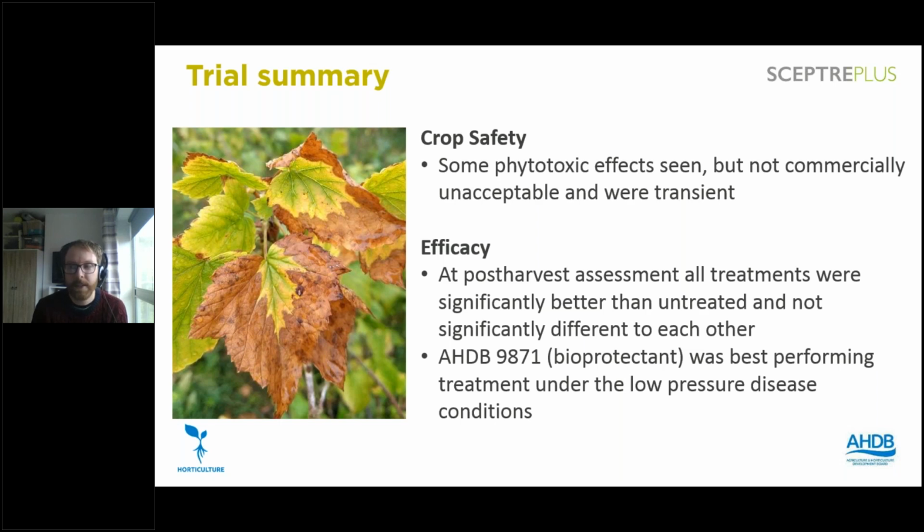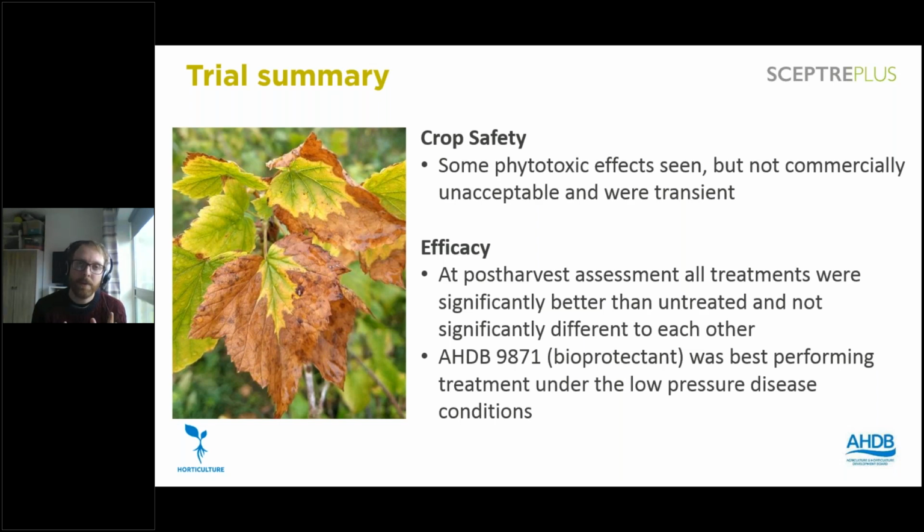With regards to the efficacy, at post-harvest assessments, all treatments gave significantly better control than the untreated in reducing the incidence and severity. However, as I said, there were no significant differences between each other. So nothing outperformed the standard, but they were all comparable to it. That biological product 9871 was the best performing treatment for reducing disease severity.